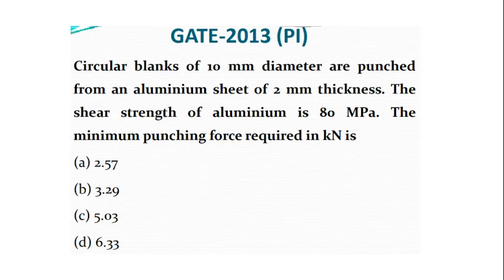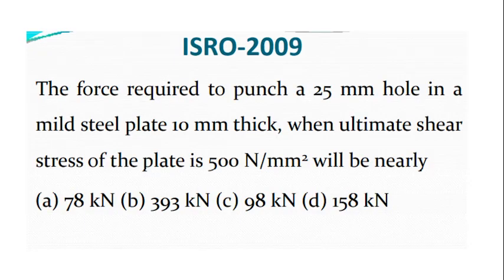C option. This is the same question only, I guess. We have to calculate the punching force. It will be pi d t tau is equal to F. You fill the values, F will be 5.03 kilonewtons. Solve this question.